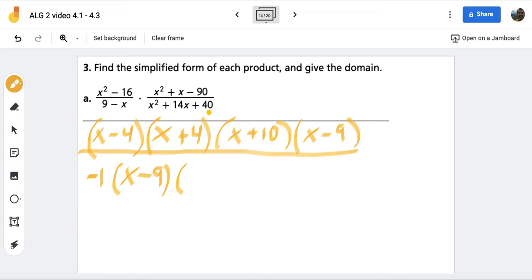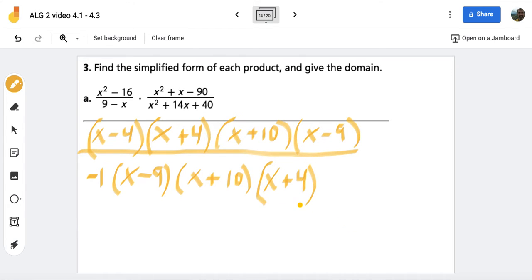Okay, factors of 40 that add up to 14. I don't know. 4 and 10. Oh, that makes sense because they had x plus 10. That will happen a lot, that you'll have a common thing. So I'm going to use that: x plus 10 and x plus 4, which is also in the numerator. Cool. I like it when things work out like that.